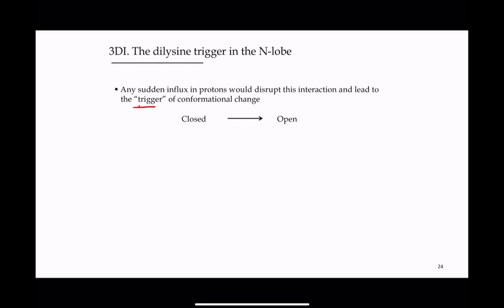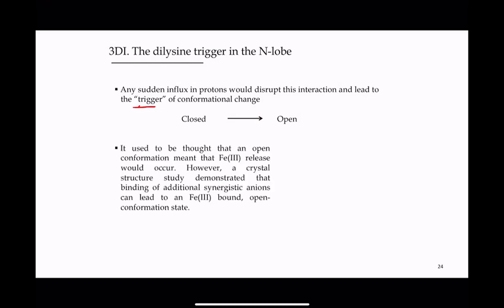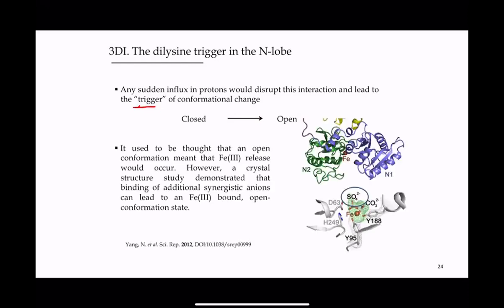But it's not as straightforward as just dropping the pH and it's going to open. There are going to be different factors that contribute to this. But this idea of triggering the opening by decreasing the pH and protonating the lysines. It turns out that iron can actually be bound in the iron binding site in a partially open conformation. And what do I mean by that? Well, previously it had been thought that you're either iron bound, closed, or not iron bound and open. But crystallographic evidence has indicated that that's not necessarily the case.